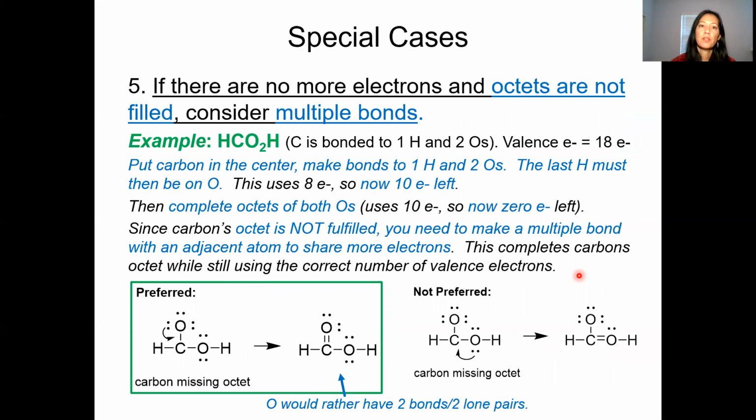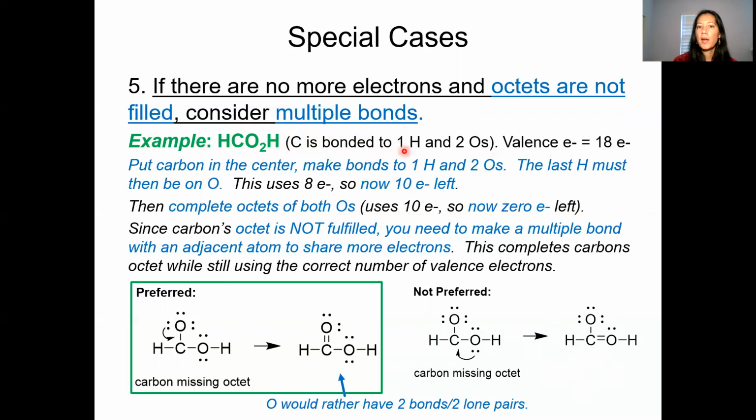Okay, another special case is where you've actually built your molecule and you have no more electrons to use. You've run out of valence electrons, but the octets are not all filled. In that case, you have to start considering multiple bonds, double or triple bond. So our example here is formic acid. I wrote it this way just because this is kind of how it's bonded, but sometimes it could be written CH2O2. But I'm going to tell you a little bit about the skeleton because this could be bonded in a variety of ways.